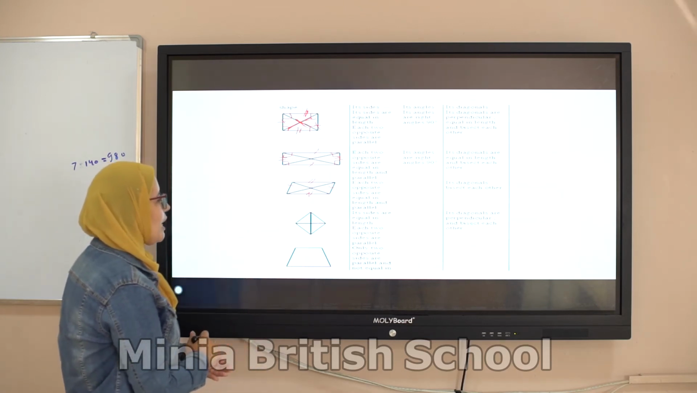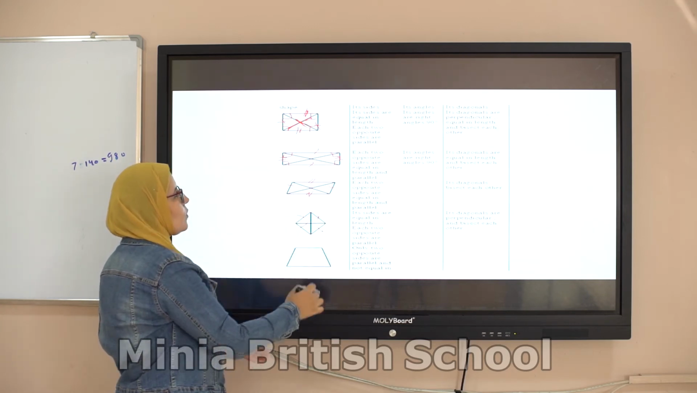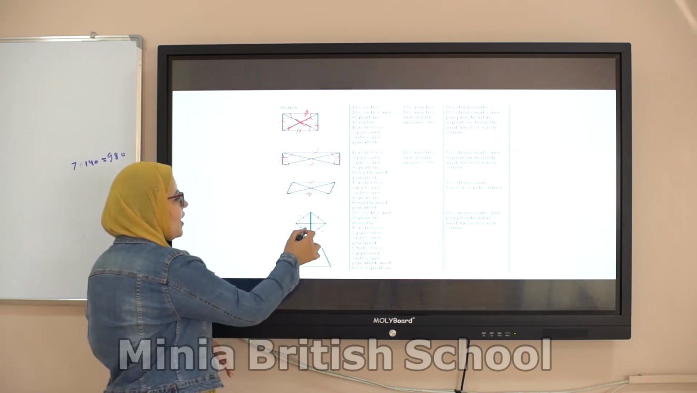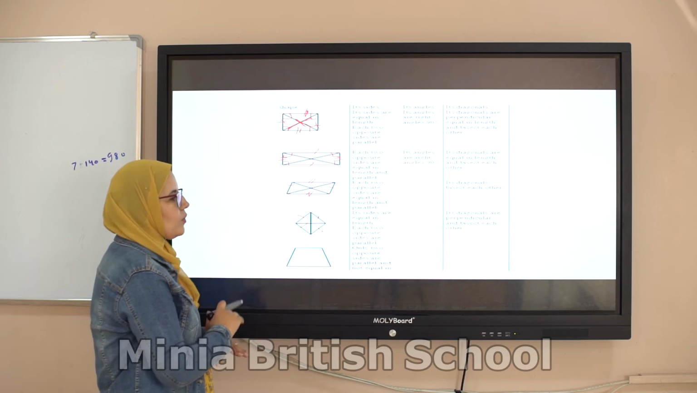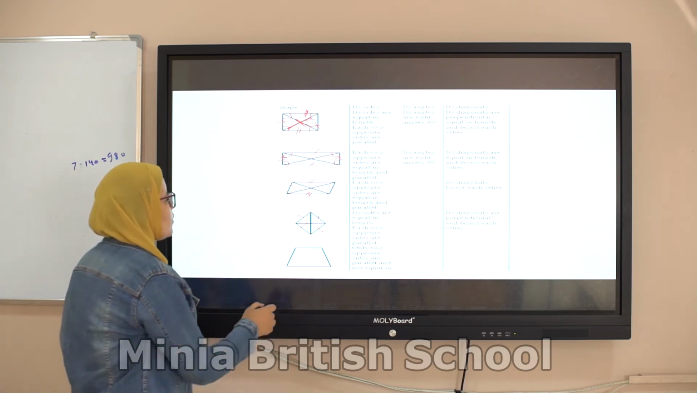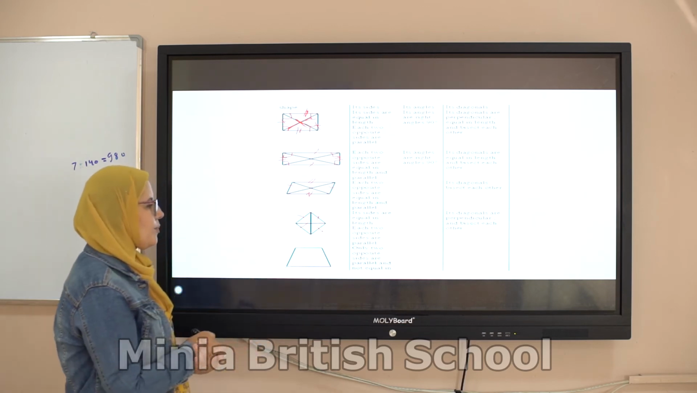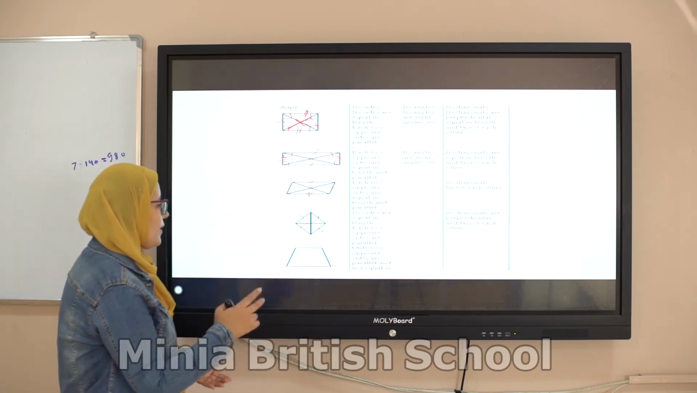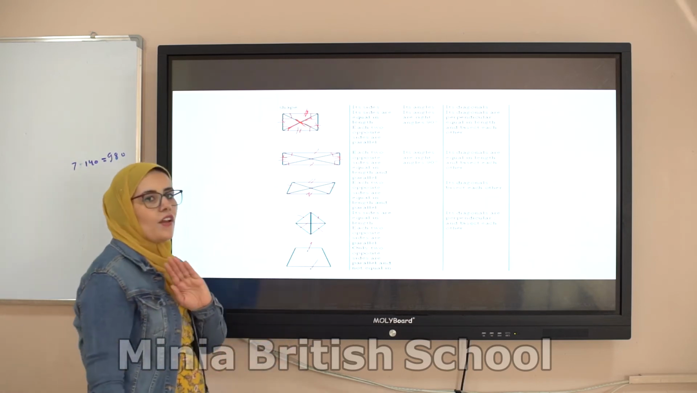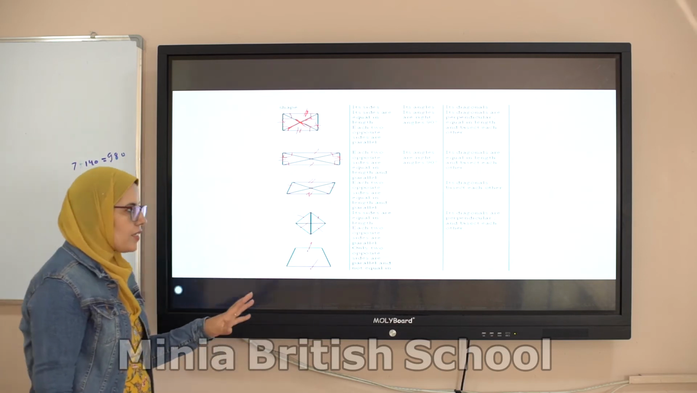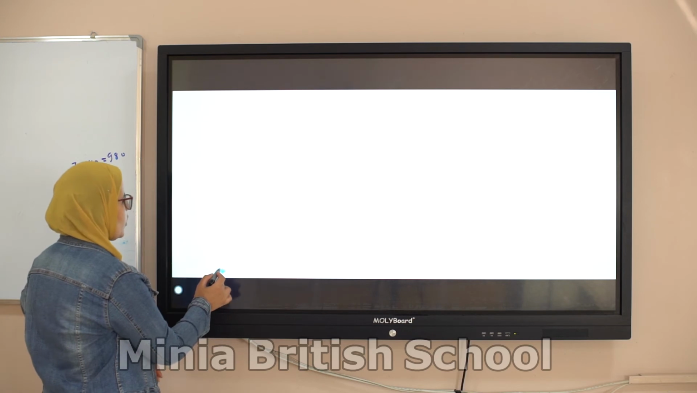Here is the rhombus. In a rhombus, all sides are equal in length. This equals this, equals this, equals this, like a square. And the diagonals are what? The diagonals are perpendicular, but not equal in length. What about the trapezium? In the trapezium, only two opposite sides are parallel. This is parallel with this and not equal in length. That's all the information about the quadrilateral polygons.